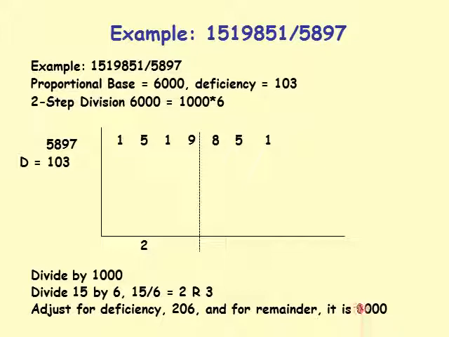And that, due to the remainder, is 3000, but adjustments only go to the next 3 digits, because there are 3 zeros in the 6000 and 3 zeros in 1000. So the adjustments go in the next 3 digits. So the total adjustment is 3000 plus 206, 3206. Let's see how it goes. This is how we apply this.